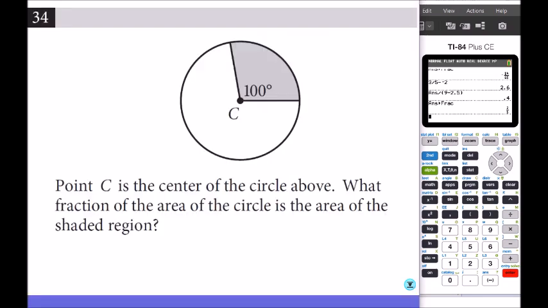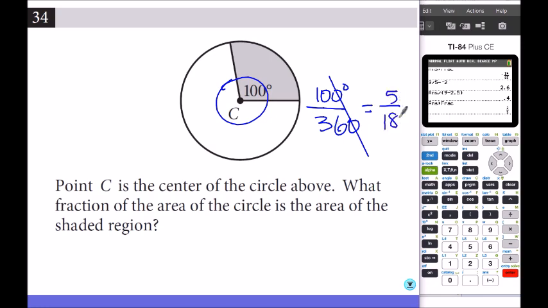All right, 34. Point C is the center of the circle above. What is the fraction of the area of the circle that is the area of the shaded region? So it's the same thing as the percentage. So this region will be the same as 100 over the whole thing, which is 360. So get rid of the zeros by dividing by 10 top and bottom. Then 10 divided by 36. You can divide by 2, which is 5 over 18.